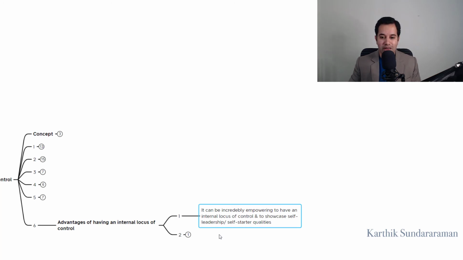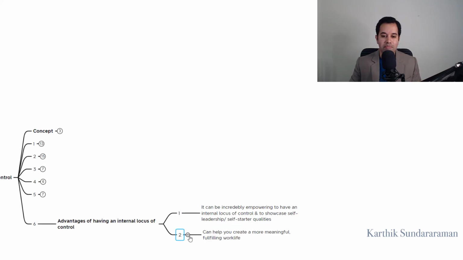It can be incredibly empowering to have an internal locus of control and to showcase self leadership or self starter qualities. I've been thinking that someone else or something else has been controlling my life, my career. When that thing goes off, and when you know that it's you who can make things happen, I think that will really give you a lot of empowerment. It will really power you up to go with full force, full on, taking actions.